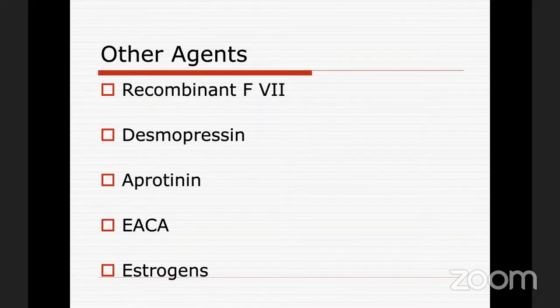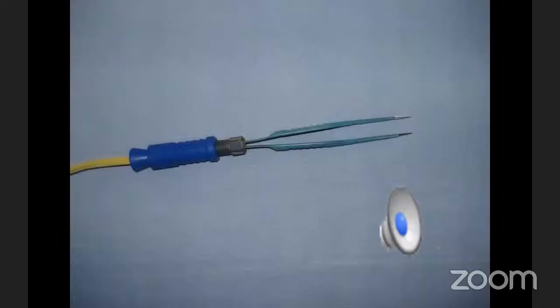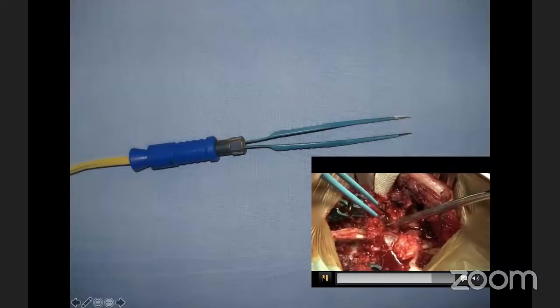There are some other agents also. We do not have any experience with them. We only use tranexamic acid. As control measures, if the bleeding is occurring, you have to check blood pressure, because sometimes the blood pressure is high and keeps on bleeding. Then you can use various options like gauze, gel form, surgical bone wax, bipolar cautery. Bipolar cautery is very helpful, especially in the control of the epidural areas.